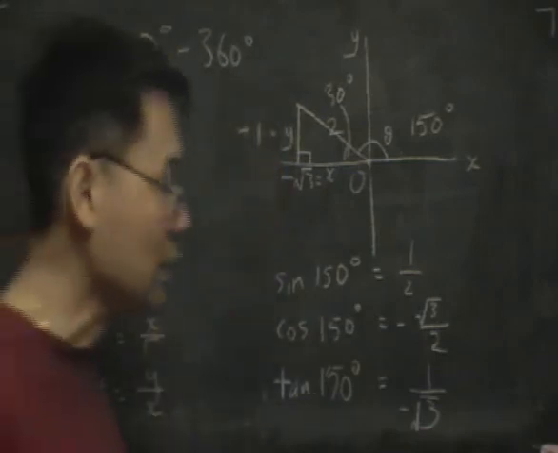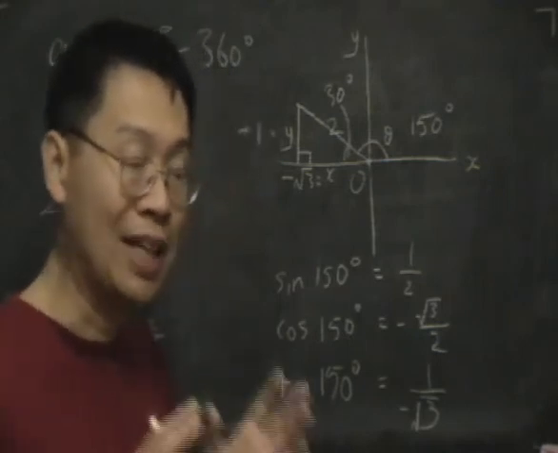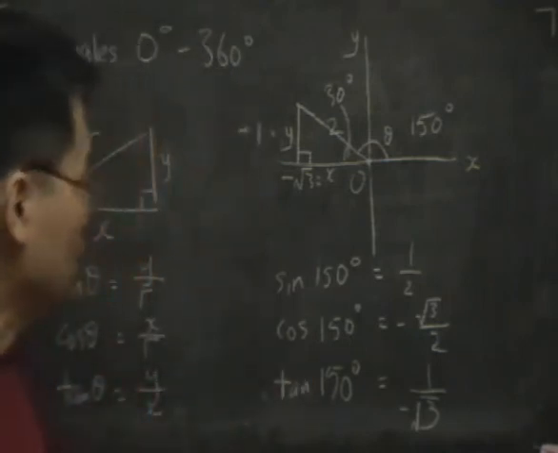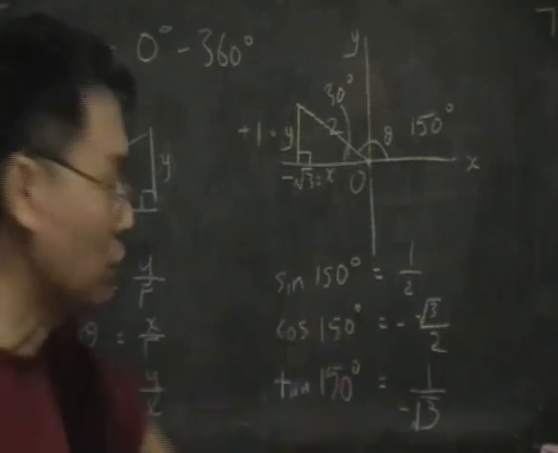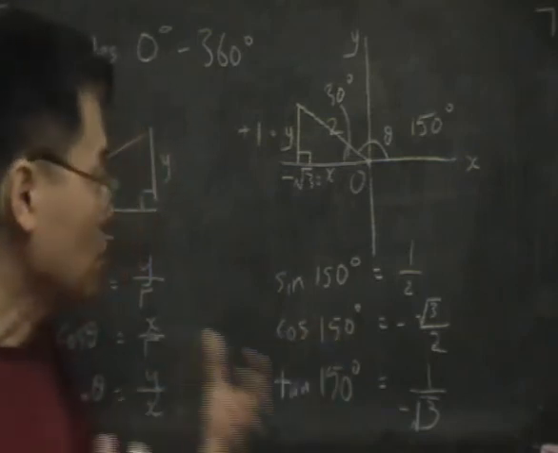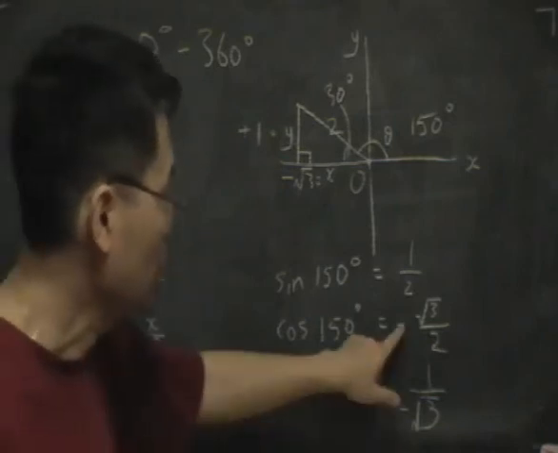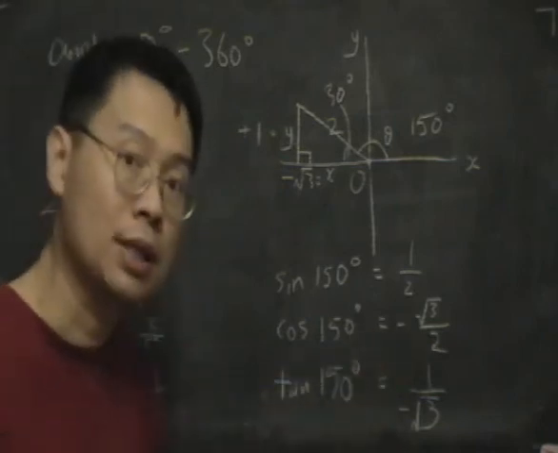And this is also the kind of answer that we will get if we use a calculator to calculate, say, cosine of 150 degrees. The calculator will give us maybe a decimal number with either a plus or minus sign.